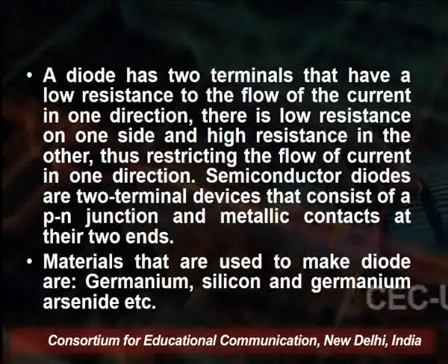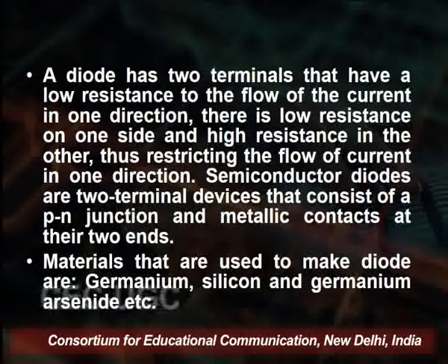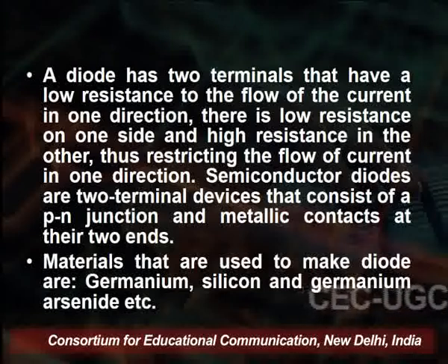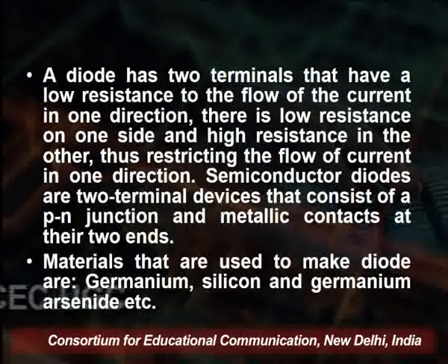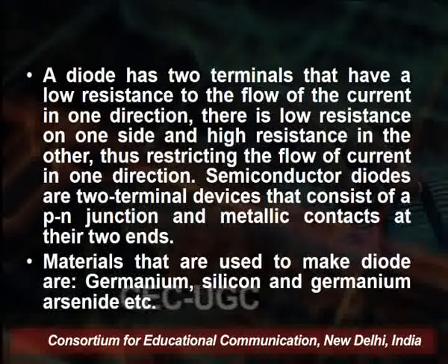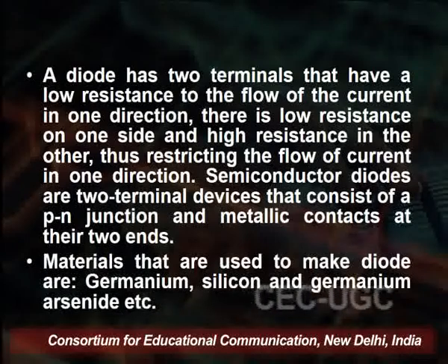Regarding the materials used to make the diode, we are talking about semiconductors, so we use semiconductor materials to prepare the diode. First is germanium, silicon, gallium arsenide and so on. Many semiconductors can be used to prepare diodes.